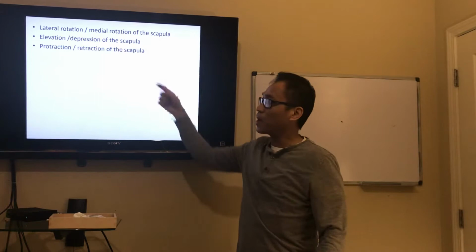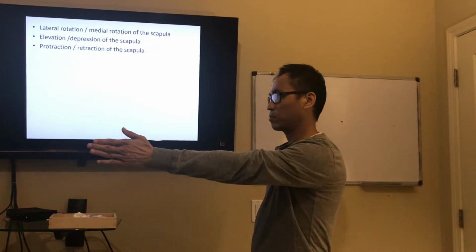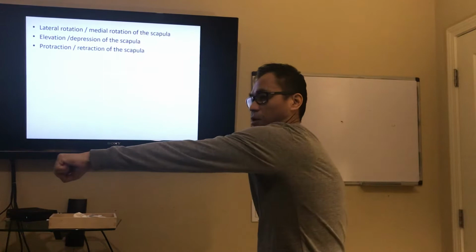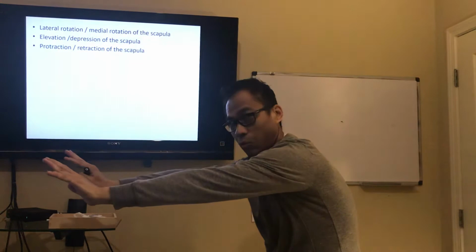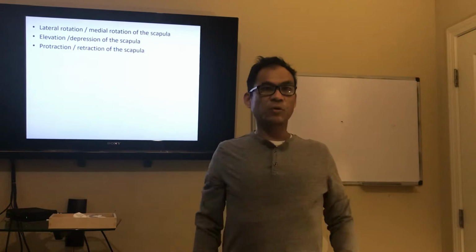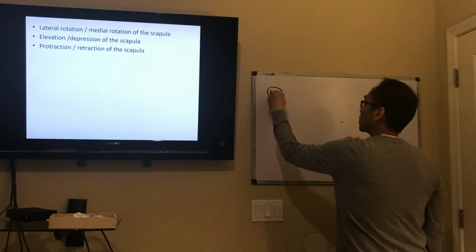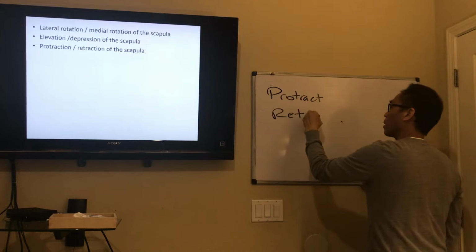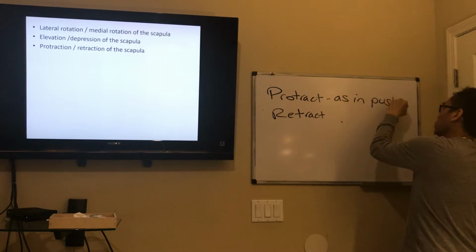Protraction, retraction. Protraction is like if I extend my arm, kind of like a robot, fully extend my arm like that, like when you push against a wall. So protraction is moving the scapula forward. Retraction is throwing your shoulders back, like standing at military attention. So protraction as in pushing, retract as in standing at attention.